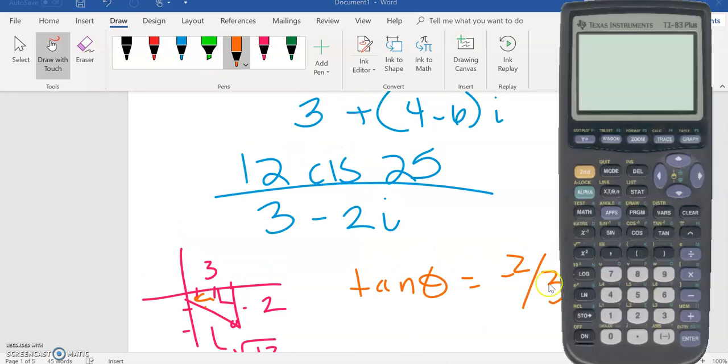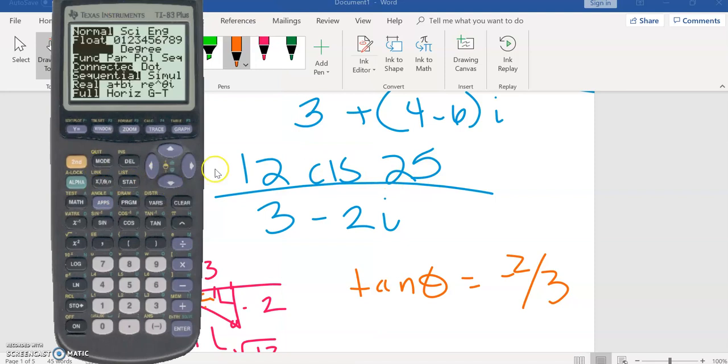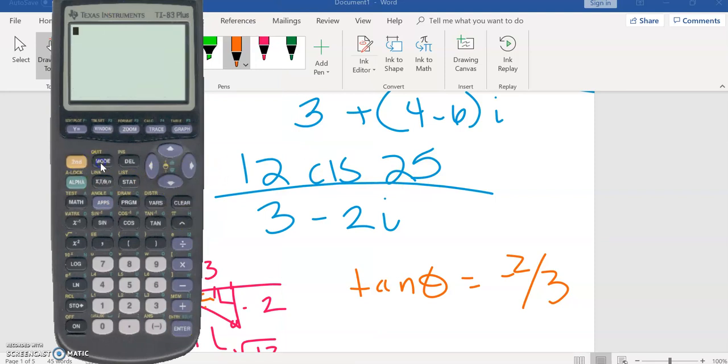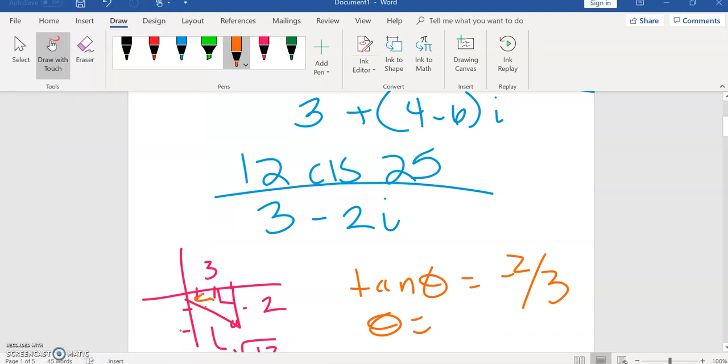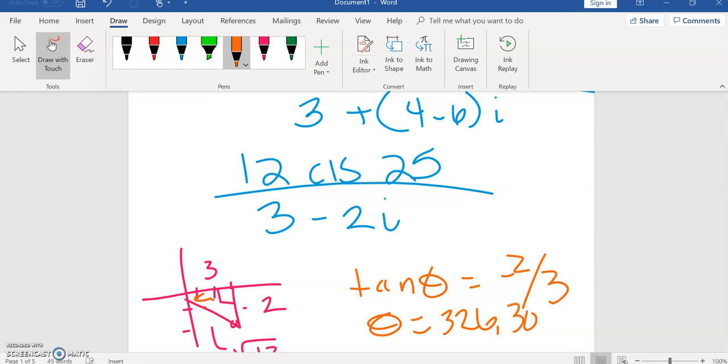So I'm going to get out my calculator. First thing I'm going to do is put this in degrees, because that was in degrees. So I'm going to make sure I'm in degrees, and do inverse tangent of negative 2/3. Okay, negative 33.7, but I want the actual angle, so I'm going to add 360. I need to be in the fourth quadrant, but I don't want the negative version. So theta equals 326.3099.